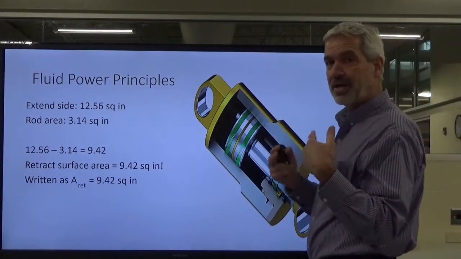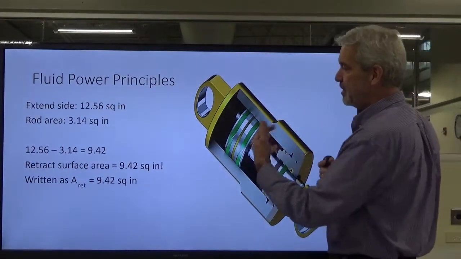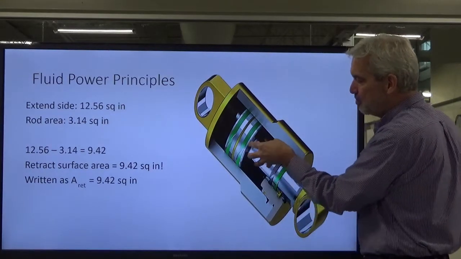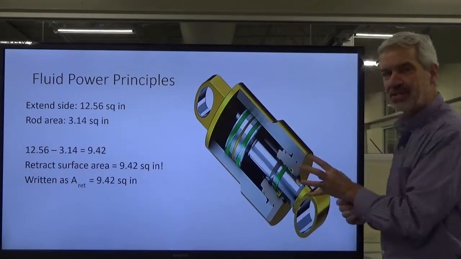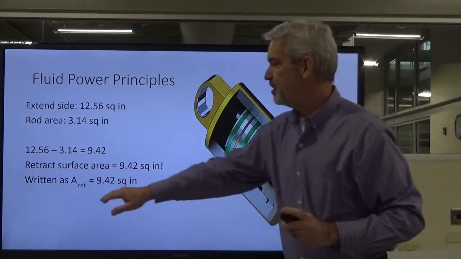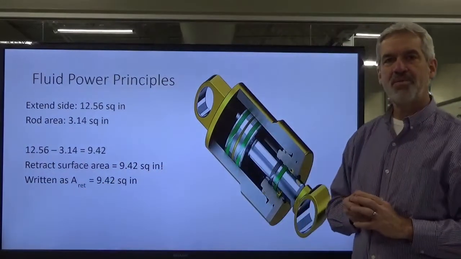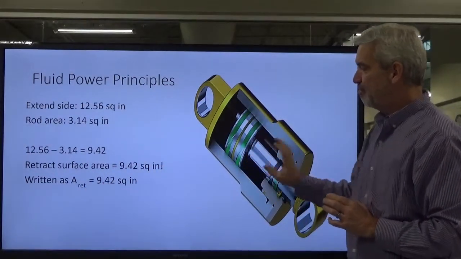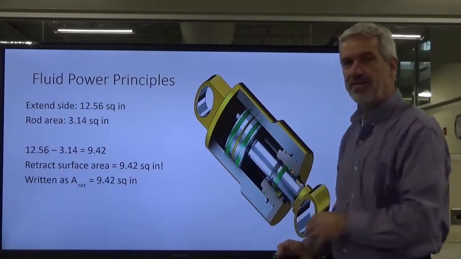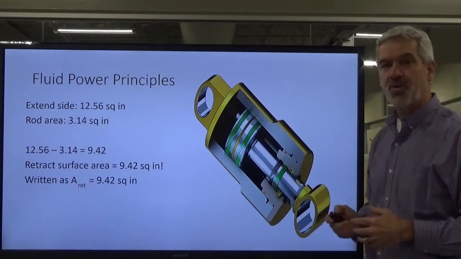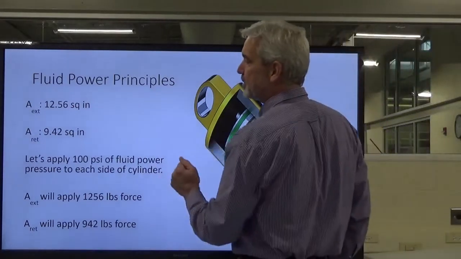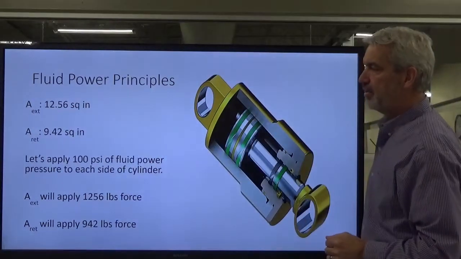Notice what I told you earlier: we've got two different areas on each side of the piston. We have 12.56 on this side, and we only have 9.42 because this rod is eating up some of that pushing area for the piston. So we write this as A sub RET is 9.42 square inches of pushing surface area on this side of the piston, because we took into account the surface area that the rod was taking away. So the 12.56 and the 9.42, that's our extend and our retract.